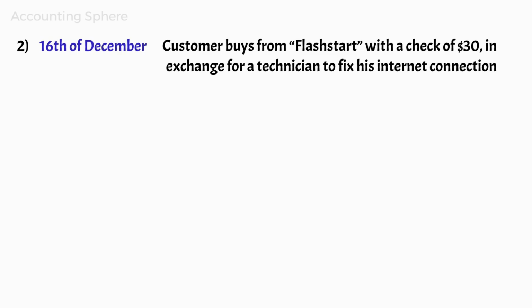As FlashStart received a $30 check, it will debit the cash account on the balance sheet, as it earned the $30 due to providing a service, and it will credit the service revenue account in the income statement. As mentioned in previous videos, we record revenues when they are earned, not when cash is received, which in turn results from a basic accounting principle known as the revenue recognition principle. The journal will look as follows.